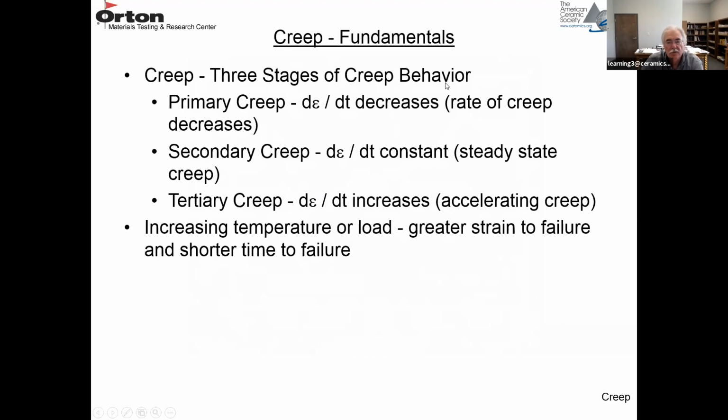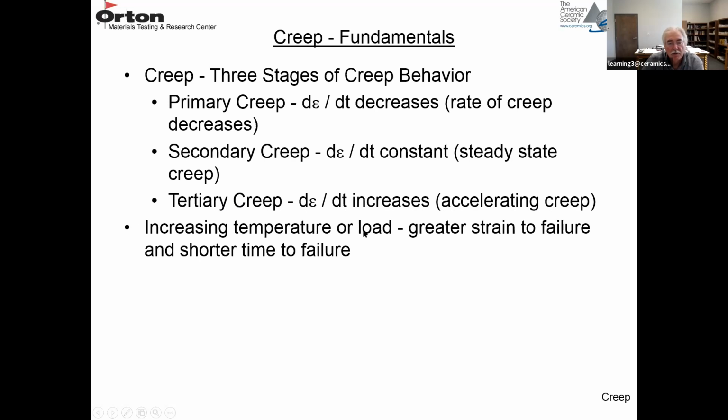So there are 3 stages of creep behavior. The primary creep region, the first region, the change in strain with respect to time is a decreasing rate, so the rate of creep is decreasing. In the secondary creep region, the change in strain with respect to time is constant. So that's that linear region where you have steady state creep. And the last stage of creep, the third region, the strain rate with respect to time is increasing or accelerating, which leads to failure.